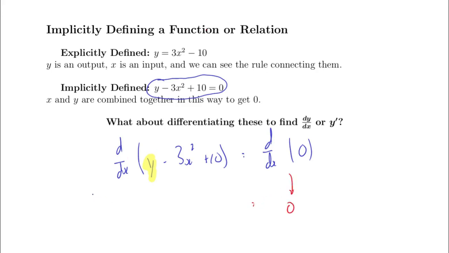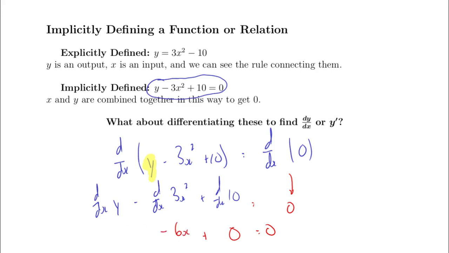If you want, we can break this apart into three different pieces. We say this is the derivative of y minus the derivative of 3x squared plus the derivative of 10, right? The derivative of a sum is the sum of the derivatives. That's a property we've been using. The derivative of 10 is going to be 0. The derivative of 3x squared, well, that's just 6x.